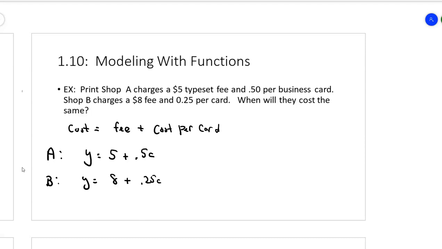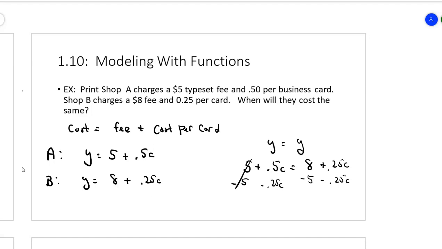Well, we got a couple of options. One of them is if we want the cost to be the same, where will the cost for shop A be the same as the cost for shop B? Well, that'll happen when 5 plus 0.5c equals 8 plus 0.25c. All right. We solve by moving the 5 over to both sides here. I'm going to do two things at once. I'm going to subtract a 5 from both sides, and I'm going to subtract the 25 cents per business card from both sides. Make sure that you're lining up like items, right?